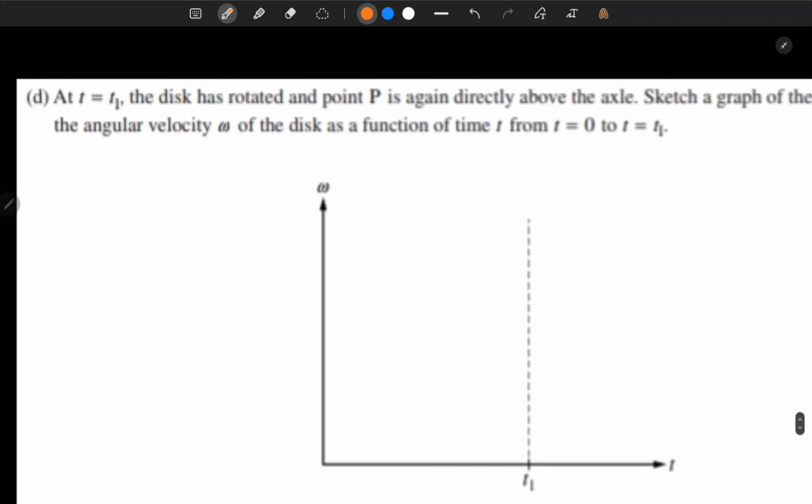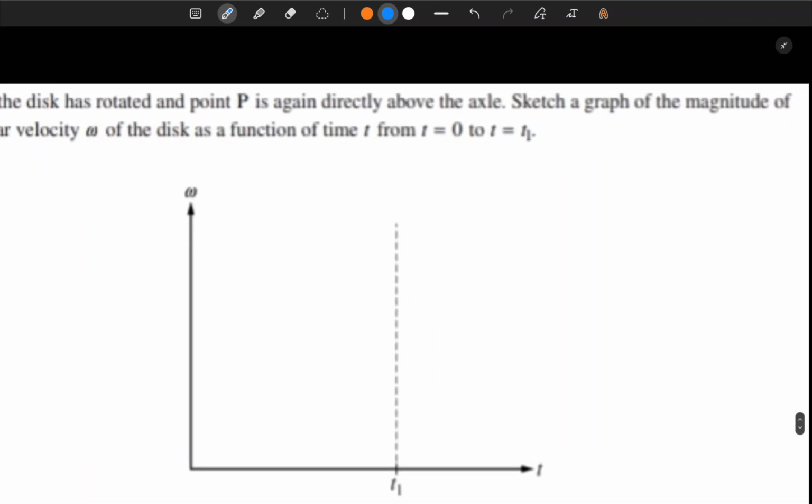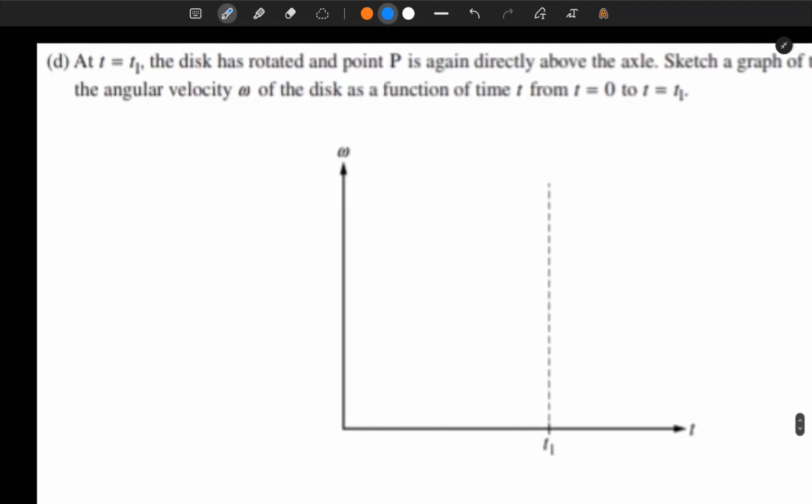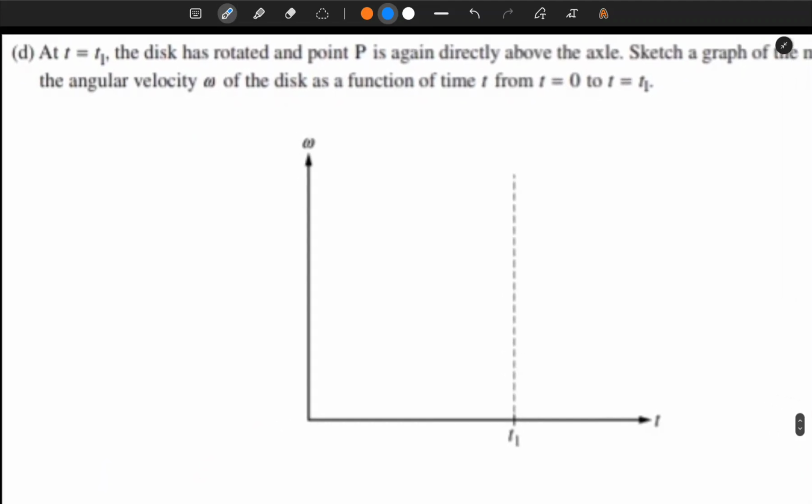Moving on, at time t equals t1, the disk has rotated and point P is again directly above the axle. Sketch a graph of the magnitude of the angular velocity omega of the disk as a function of t from t equals 0 to t equals t1.